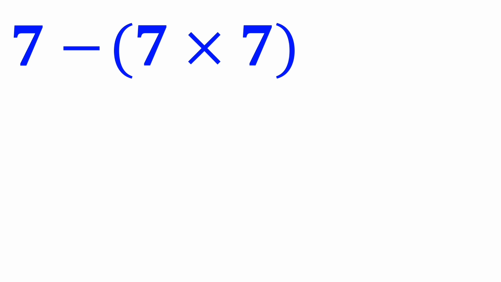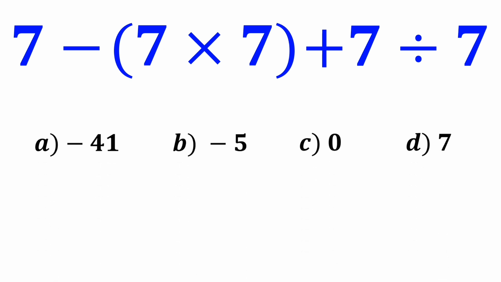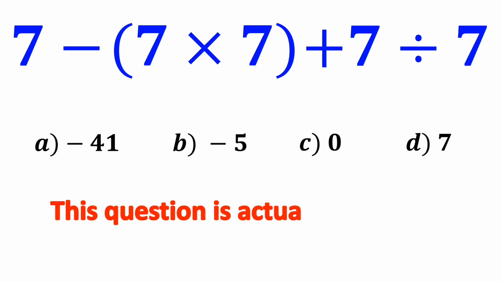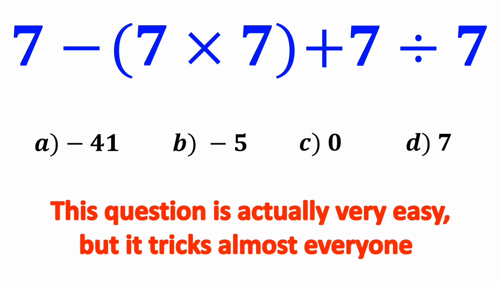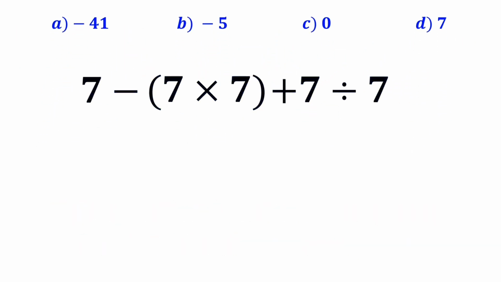What is the value of the expression 7 minus (7 times 7) plus 7 divided by 7? Which option do you think is the correct answer to this question? This question is actually very easy, but it tricks almost everyone. Let's take a closer look and solve it together.